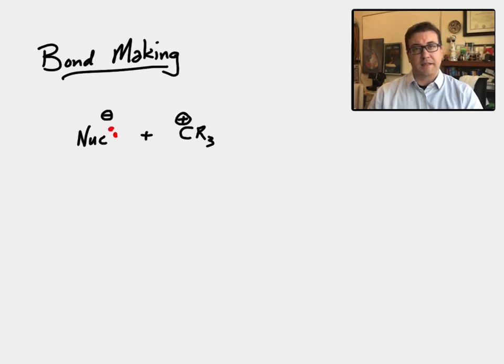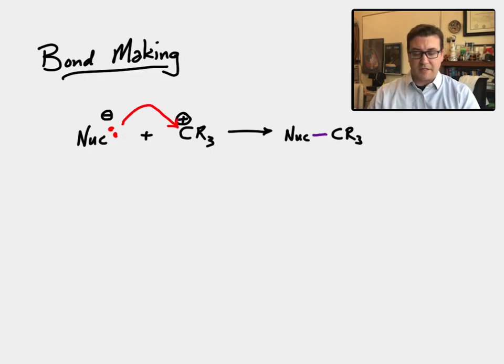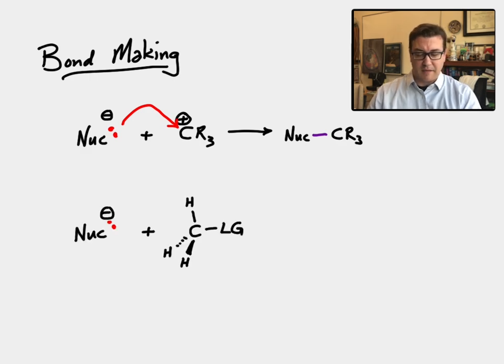There are a couple other things to think about in the context of bond making. You can have the extreme scenario where you have a nucleophile interacting with an electrophilic carbon. In this case, this carbon is hypovalent, so it has an empty orbital that these electrons can occupy. From an arrow pushing perspective, we simply draw that these electrons are going to form a bond, and we now form a nucleophile to carbon bond.